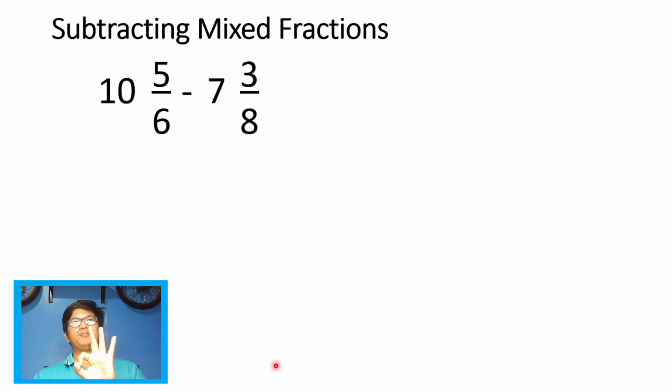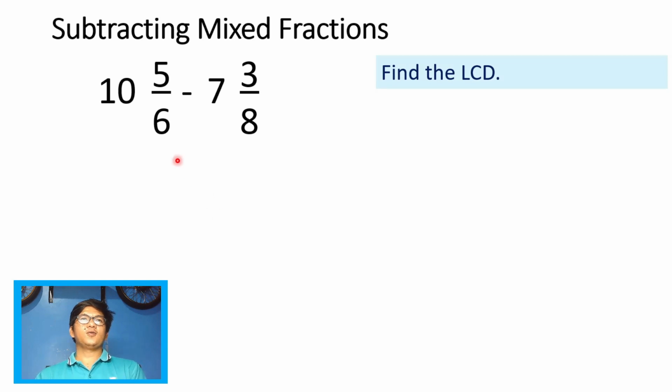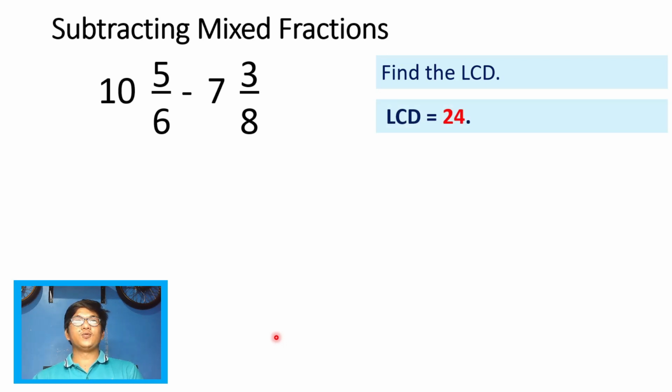Let's have the third part of this video, which is subtracting mixed fractions. Sabi mixed fractions, those are fractions with whole number at the side. So we have 10 and 5/6 minus 7 and 3/8. So our first step is to find the LCD. So what's the LCD of 6 and 8? So our LCD is 24. 24 will be our new LCD.